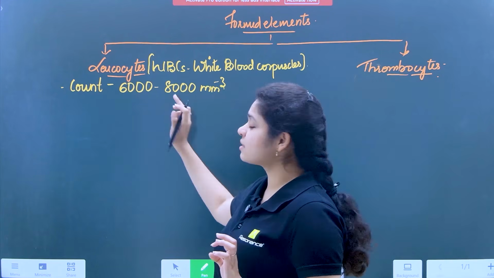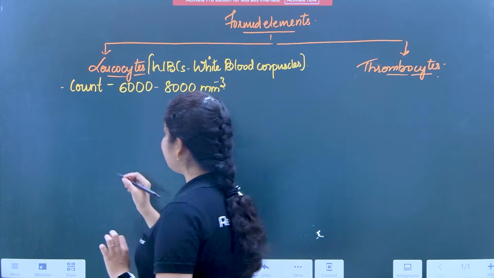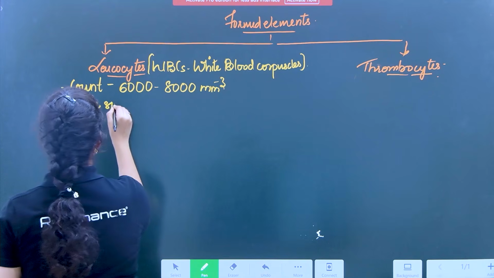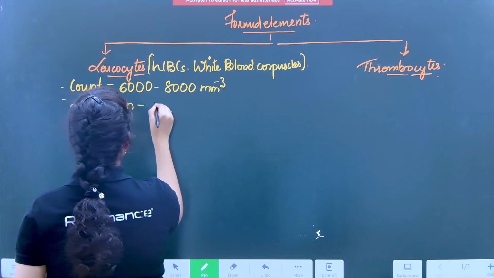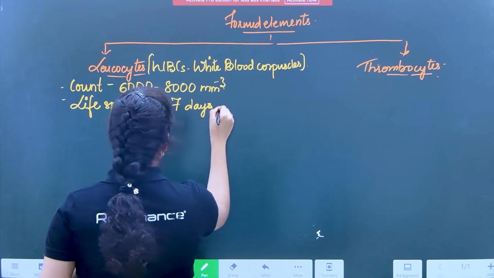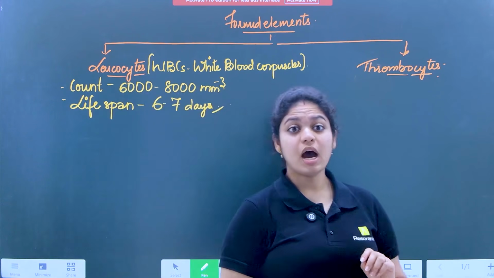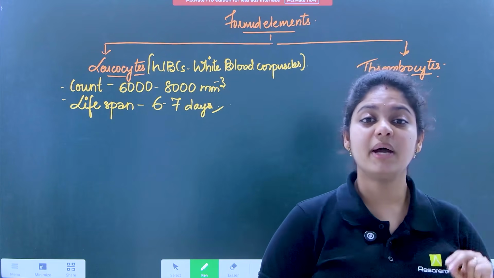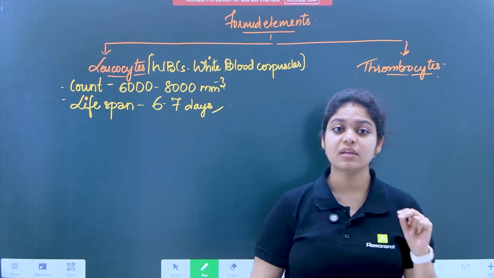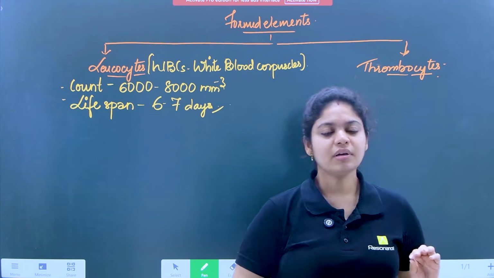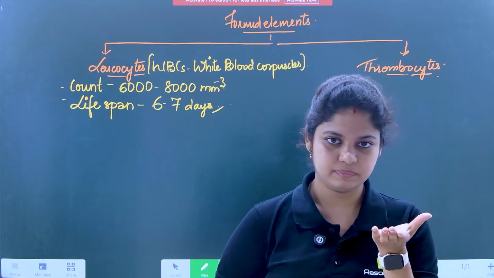The count comes to be 6,000 to 8,000 per cubic millimeter, and talking about the lifespan, it is 6 to 7 days, very short lived. RBC lifespan was 120 days, but WBC lifespan is only 6 to 7 days.